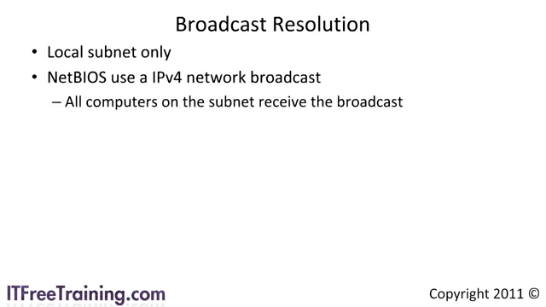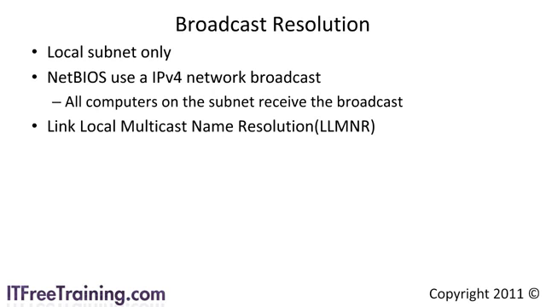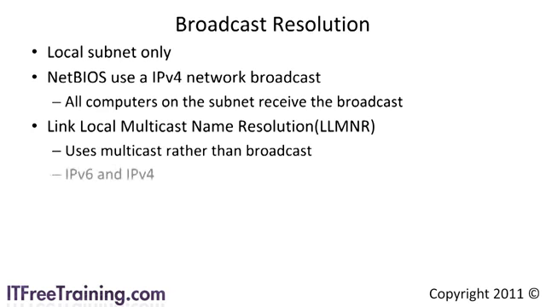If Windows uses Link Local Multicast Name Resolution to resolve the requests, it sends a multicast packet rather than a broadcast. This results in a lot less traffic being sent on the network. LLMNR supports both IP version 6 and IP version 4. However, IP version 4 may not be enabled. Generally speaking, Windows uses NetBIOS for IP version 4 resolution and LLMNR for IP version 6 name resolution.